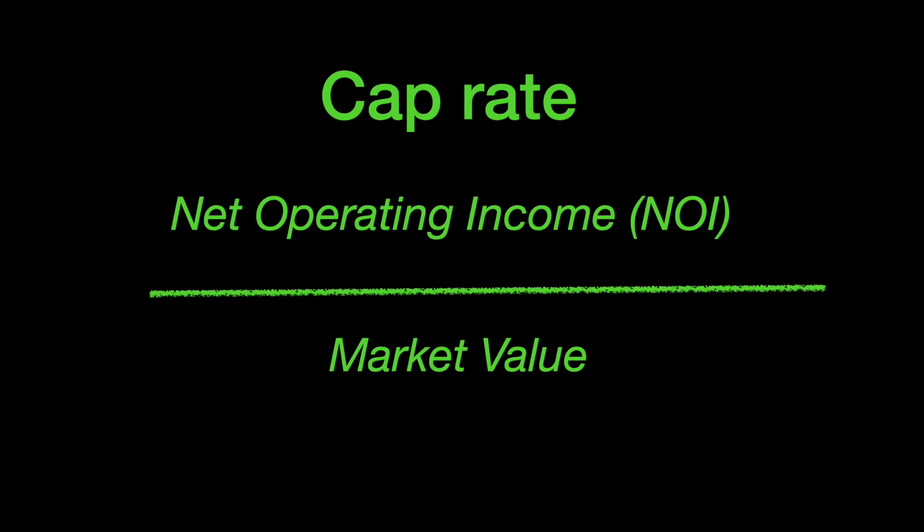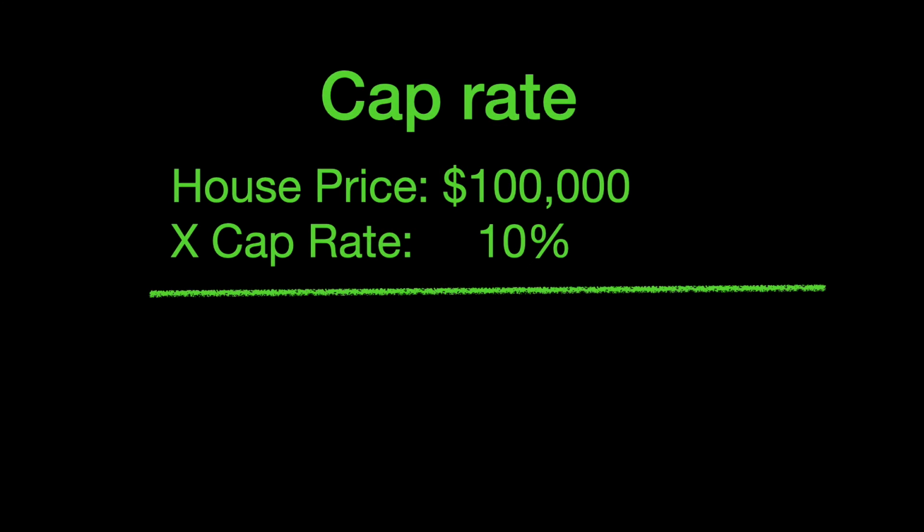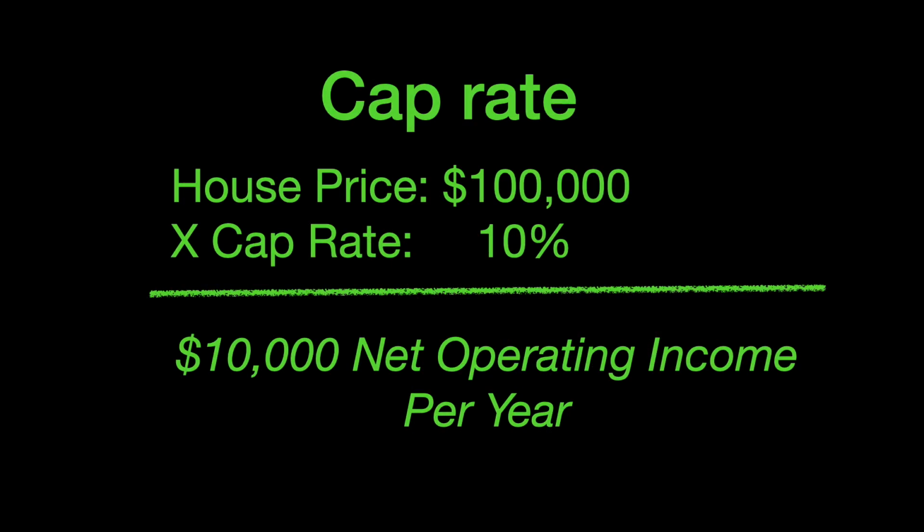And what is a net operating income? Well, it is all the money you take in every month, which you could call gross operating income, minus all your operating expenses. To help you visualize how a cap rate works, let's say a property costs $100,000, and then someone tells you this property is a 10 cap. That essentially means this property gives off 10% of $100,000 as net operating income every year.